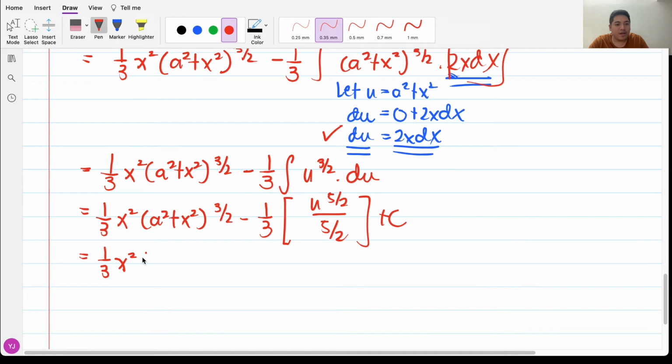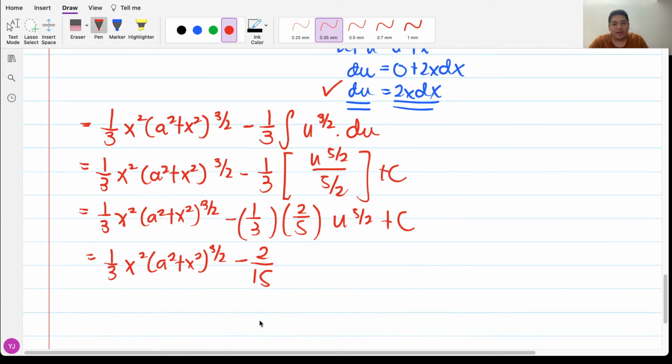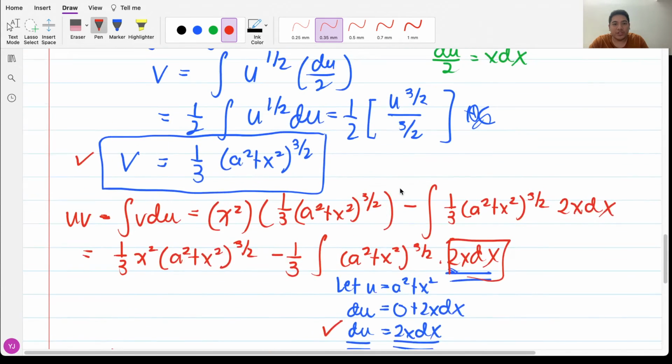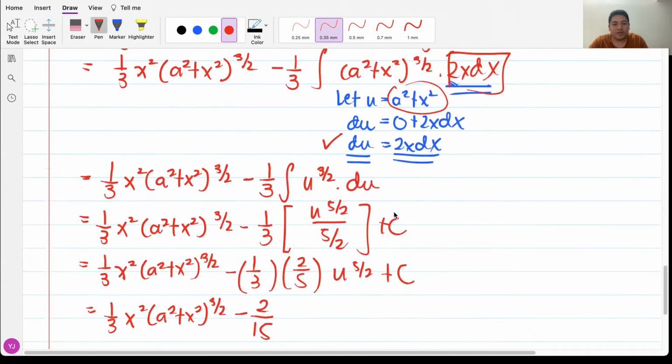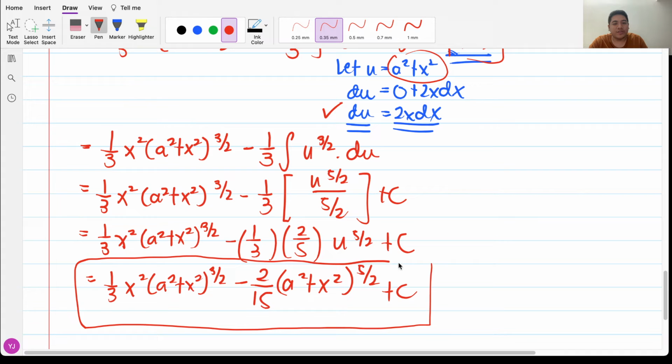Okay, simplifying what we got here, that would be 1/3 times 2 all over 5, then u raised to 5/2, plus c. That would be 1/3 x squared times a squared plus x squared raised to 3/2, minus 2 all over 15. And our u, going back to the original u, was a squared plus x squared. So we have a squared plus x squared raised to 5/2, plus c. Hence, this will be our final answer for this problem.